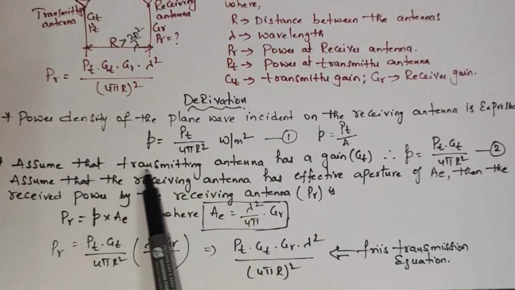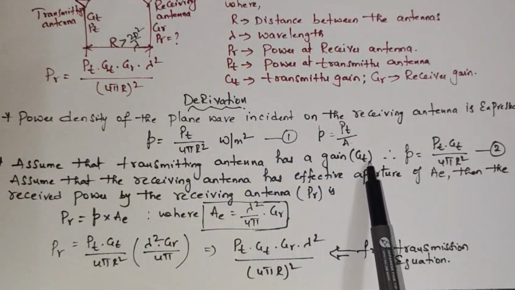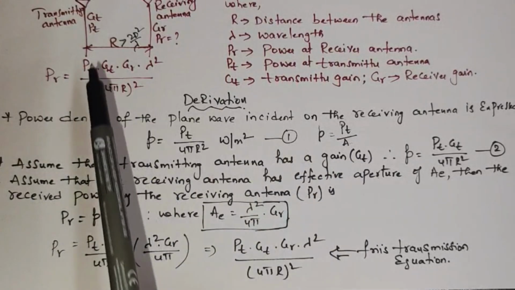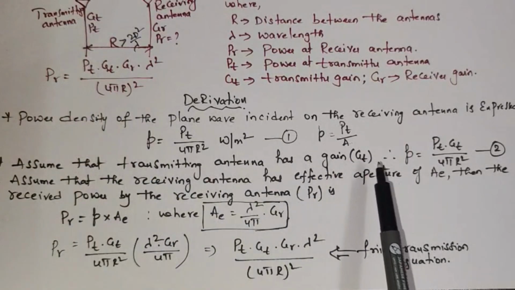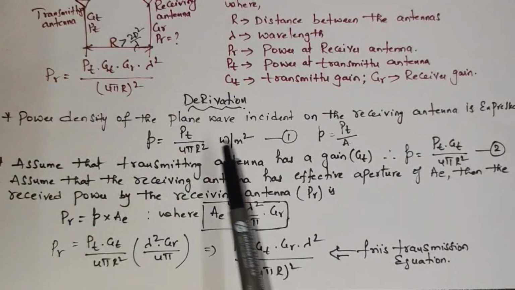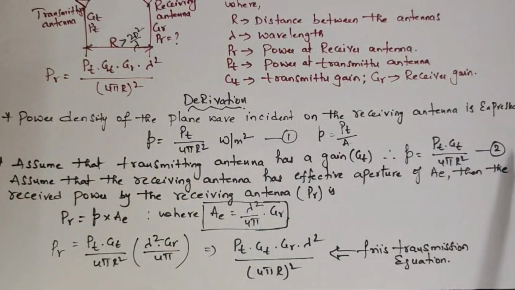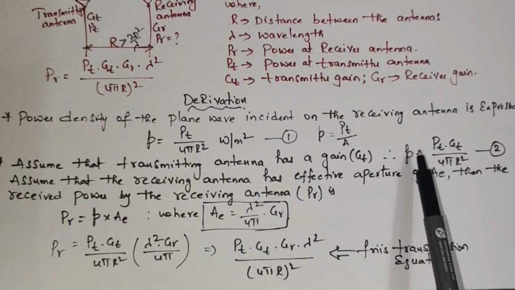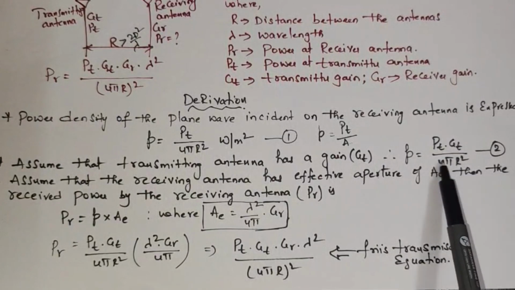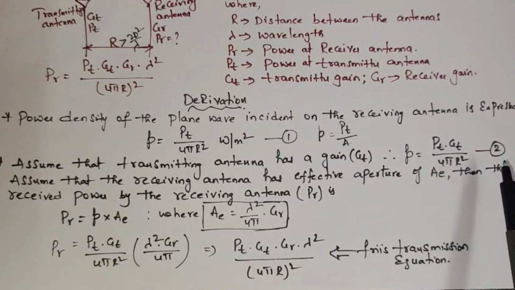Next, consider that the transmitting antenna has gain GT. So include this GT also in equation 1. That's it. You will get equation 2: small p is equal to PT into GT divided by 4 pi r square.